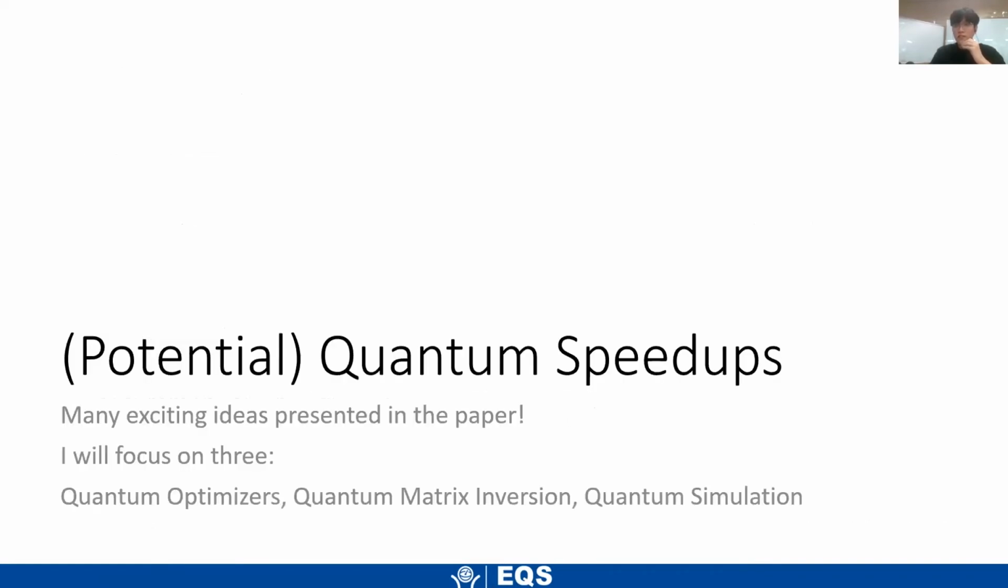So now we have a sense of why we want to make quantum computers, why making quantum computers is hard, and the type of quantum computers that we have right now. Then I think the next natural topic is what we can do with the NISQ computers that we have right now. And in the paper, many exciting ideas were presented. And when reading it, we have to take into account that this was written, I guess, 4 years ago now. So I would like to focus on just 3 of the topics that Professor Preskill mentioned. And they are quantum optimizers, quantum matrix inversion, and quantum simulation.